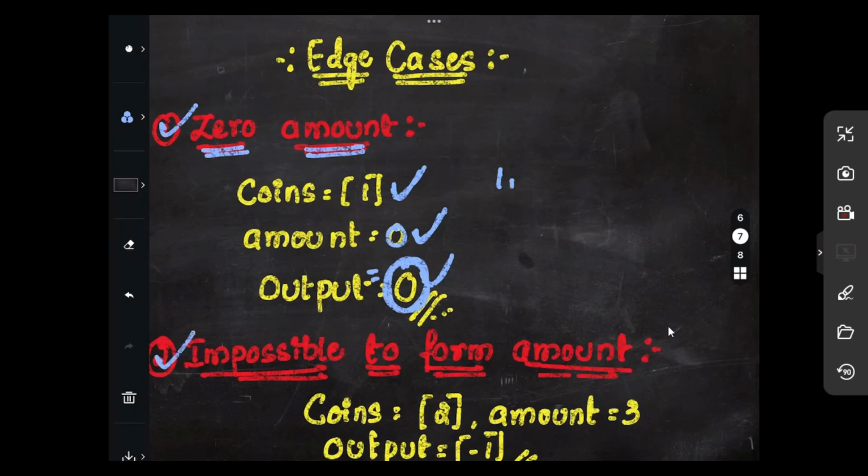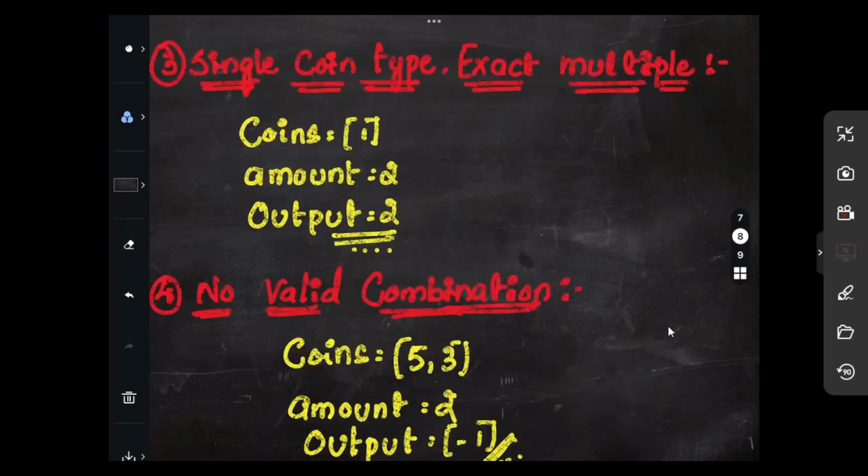Just keep this in mind. So let's go with the second edge case here: impossible to form the amount. We have been given amount 3, but the coin we have is 2. When we sum up coins of 2, it will lead to an even number, right? It will never lead to the odd number 3, so it will never lead to the amount 3. In this case, the output that we need to return is -1, right?